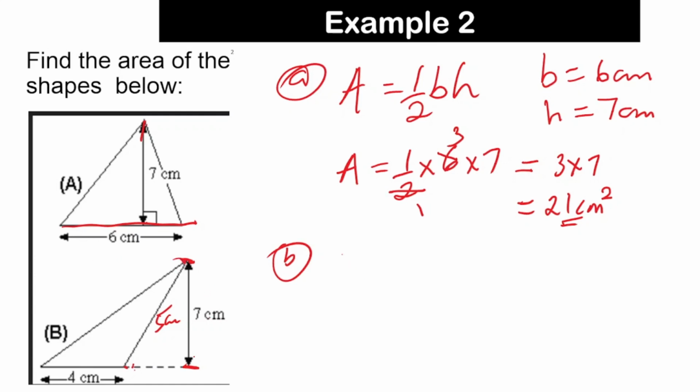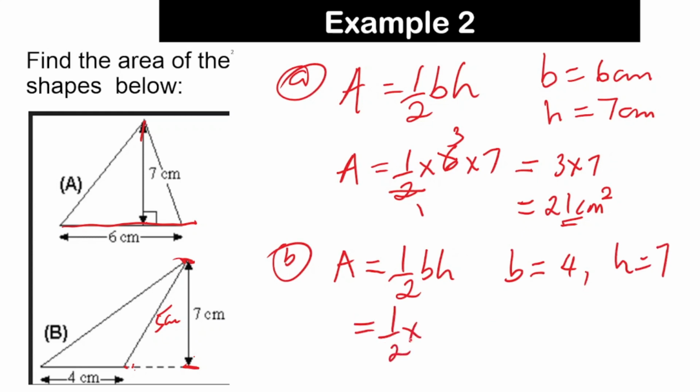So in that case, the same thing: A is equal to half base times height, where the base is 4 and the height is 7. So therefore, we're going to have half times 4 times 7. Half of 4 is 2, so that is 2 times 7, and 2 times 7 gives us 14 centimeters squared. I believe this is very clear to you. All right, so that's how to do that.